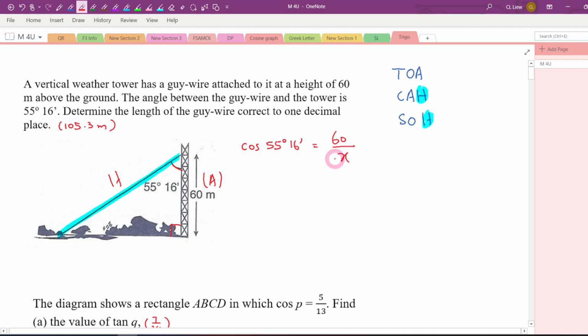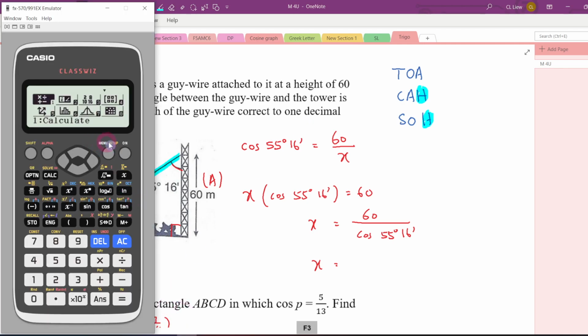Now x, this one you move over here: x times cosine 55 degrees 16 minutes is equal to 60. So you can bring it down: x is equal to 60 divided by cosine 55 degrees 16 minutes. This one you can just press on your calculator. Just take out your calculator. Now 60 divided by cosine 55 degrees 16 minutes, still using the same button.